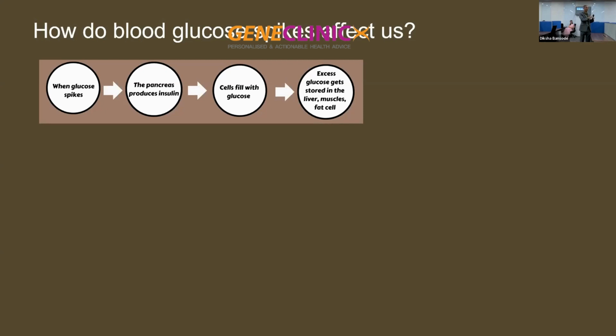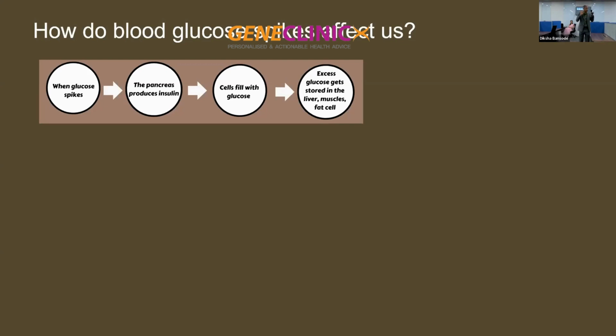But even your muscles have limited storage. Then what does it do? If there is still extra, then it starts storing it as fat cells in your body. And fat cells, there is no limit. It will keep dumping it. And in your blood report, if you ever see a term called triglycerides, that's basically the amount of extra glucose that's saved as fat cells in your fat cells.